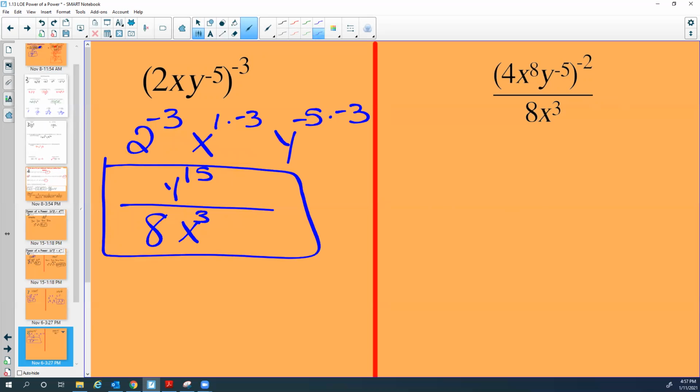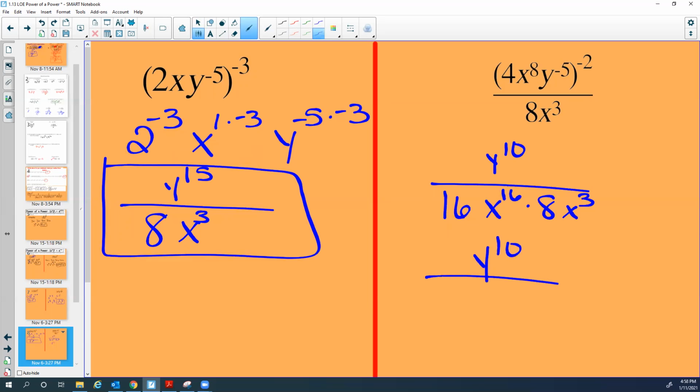So I've got time for this last one. I'm going to work it real fast. So I got 4 to the negative 2, which is 1/16. I have 8 times negative 2, which is x to the negative 16. I got negative 5 times negative 2, which is y to the 10th. I still have 8x to the 3rd on the bottom. So my final answer is y to the 10th over 16 times 8, which is 128, x to the 19, and that's my final answer.